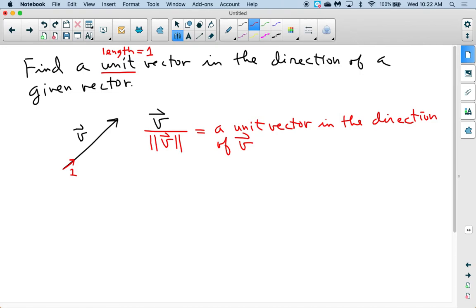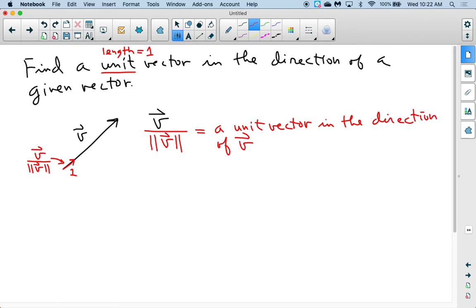This guy would be v, the original vector, just shrunk. All right. In other words, divided or multiplied by 1 over its original magnitude. Okay, that would be this guy.